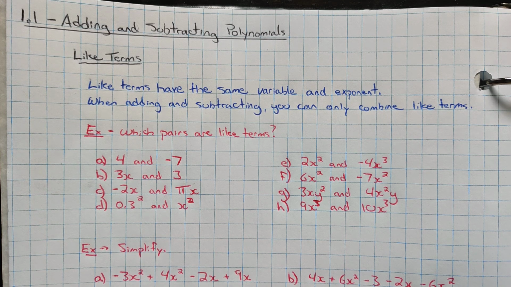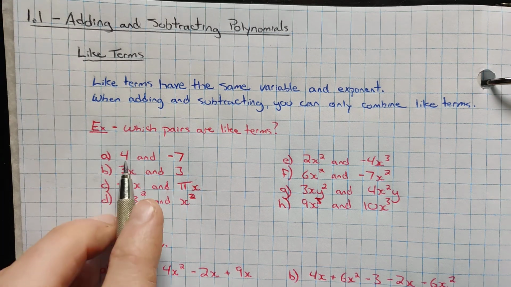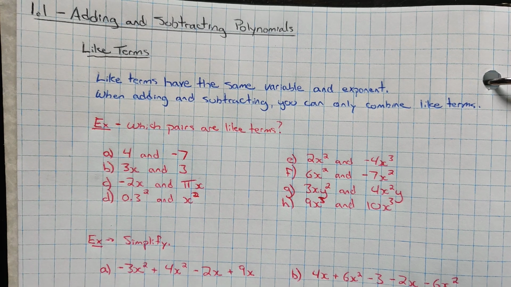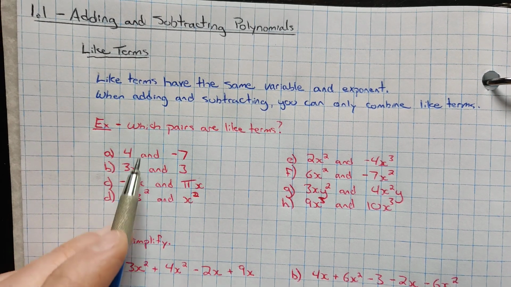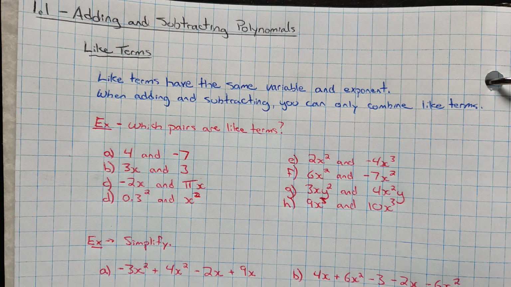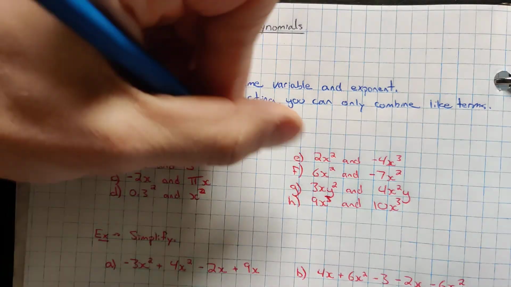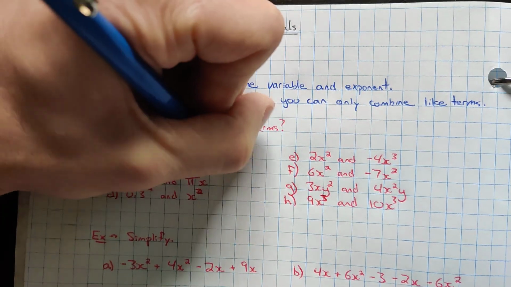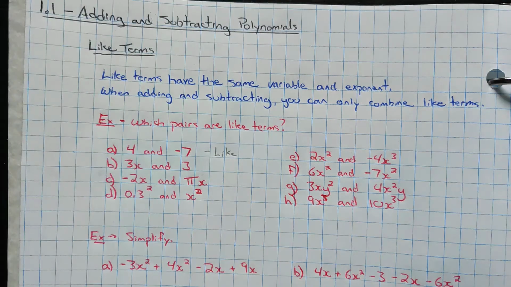So we're going to take a look at an example here of some pairs of terms, and we'll determine which are like terms and which aren't. 4 and negative 7 are like terms. This is because 4 and negative 7 don't include any variable, and because there's no variable attached to them, they have the same variable technically, or in this case, lack thereof. So these are like.